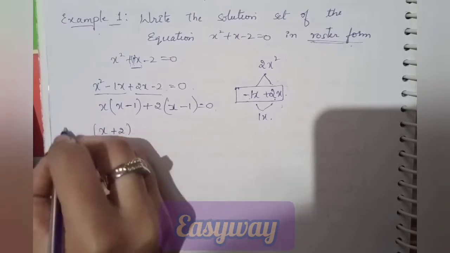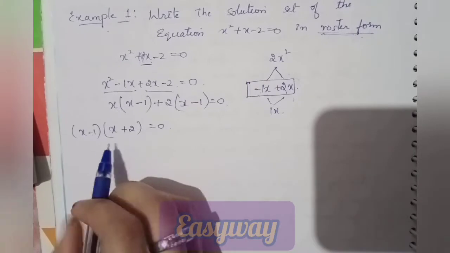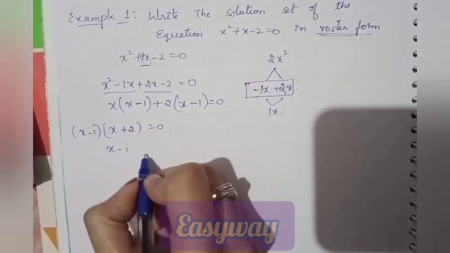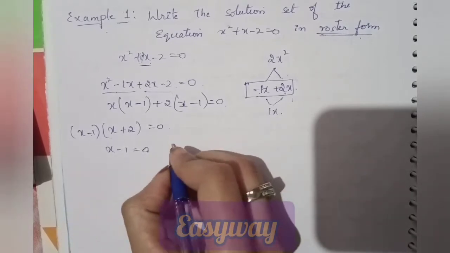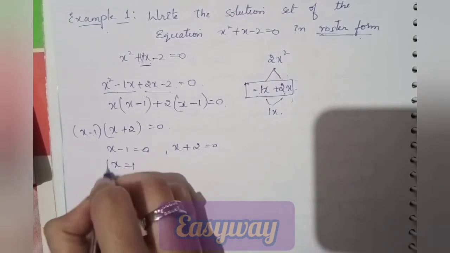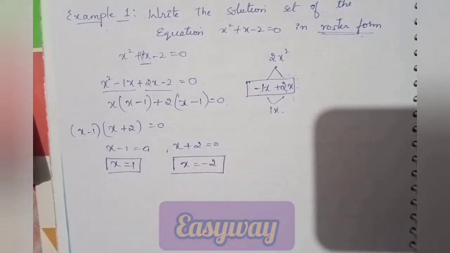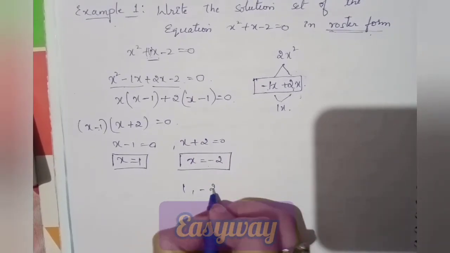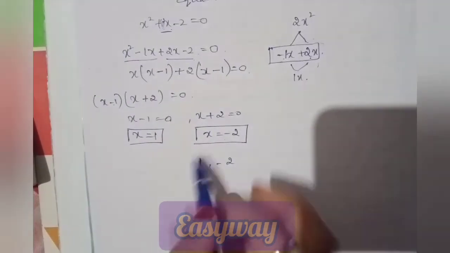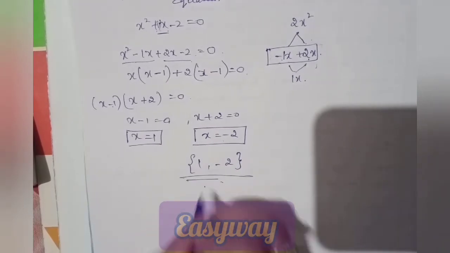x plus 2 and x minus 1 are two factors of the polynomial. So we will get two values of x, that is x minus 1 equals 0, x plus 2 equals 0, x equals 1 and x equals minus 2. We got two x values, 1 comma minus 2. Hence they have asked for roster form, so this is our right solution in roster form.